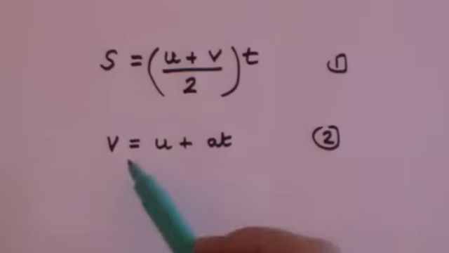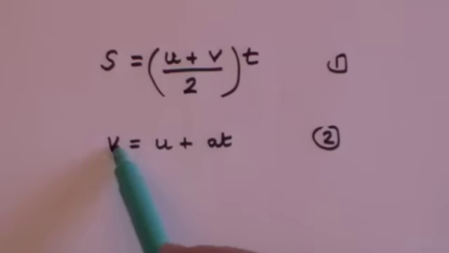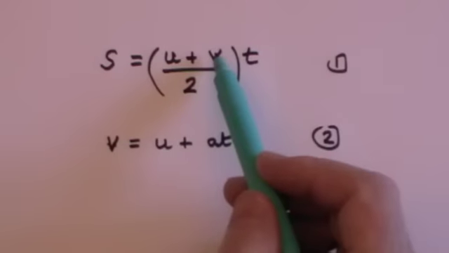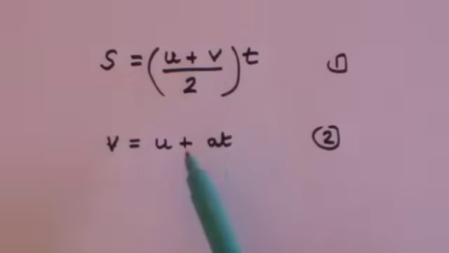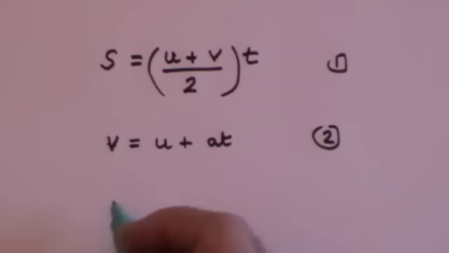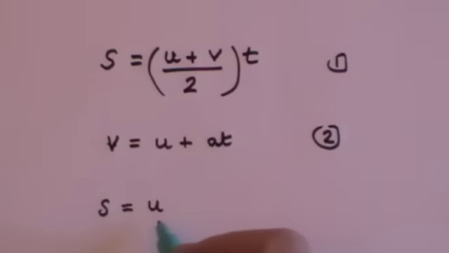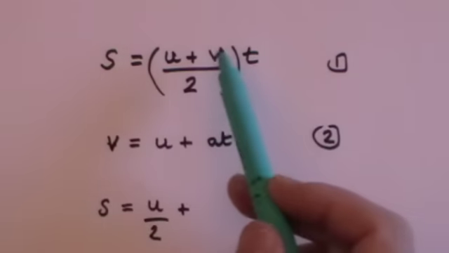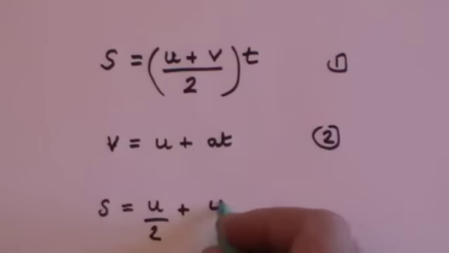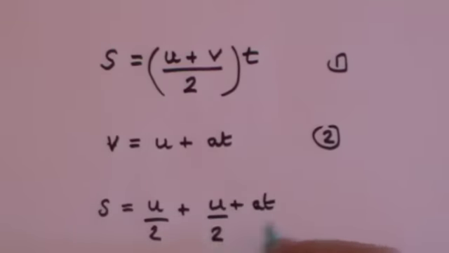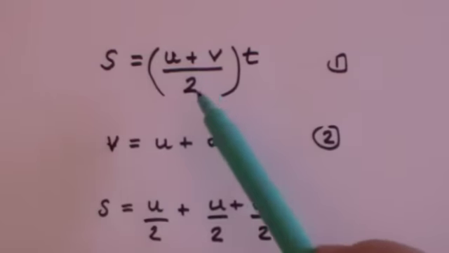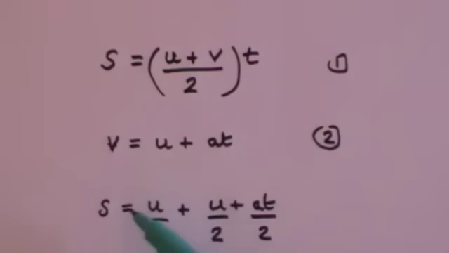So now let me insert v equals u plus at into this equation here. Instead of v, I'm going to have u plus at. So s is going to equal, well, here we've got u over 2, and then here we've got v over 2, but for v I'm going to put u plus at over 2. Just to repeat what I did: s is u over 2 plus v over 2, but instead of v, I'm going to say u plus at, and they're both over 2.